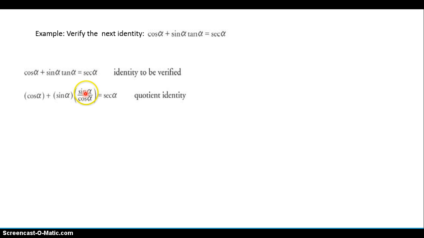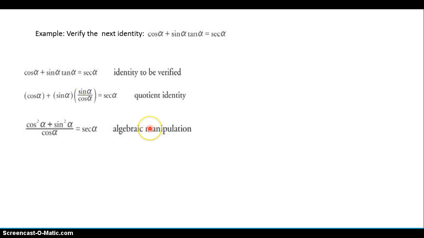So we change tangent using the quotient identity, sine over cosine, and then here we need to manipulate. So the sine times the sine is going to be sine squared over cosine. So we try to simplify this, and then we need to get a 1 on the denominator. So the least common denominator is going to be cosine of the angle. Cosine over 1 multiplied by cosine gives cosine squared. And cosine over cosine gives us 1, times sine squared gives us sine squared. So simplifying this, we have cosine squared plus sine squared over cosine of the angle is the same as secant of the angle.